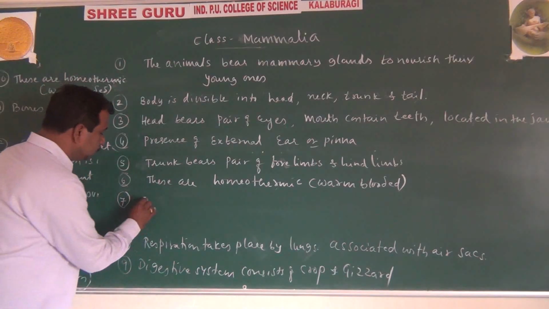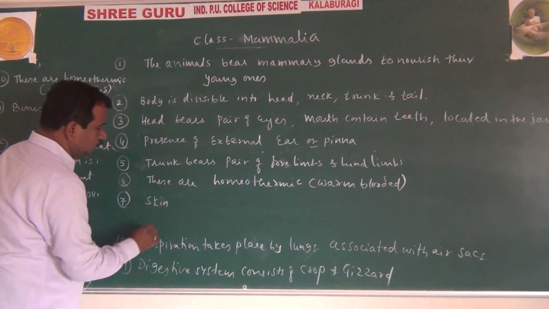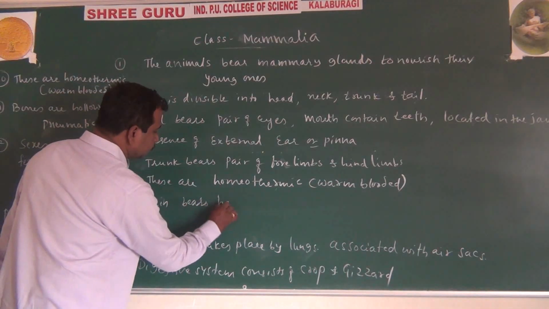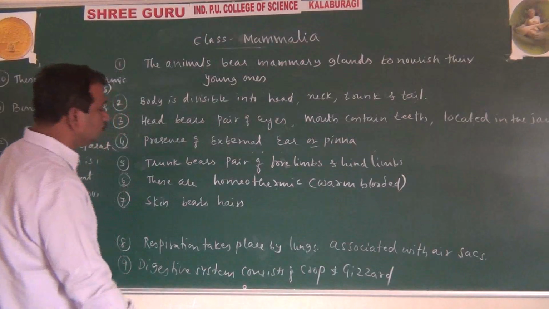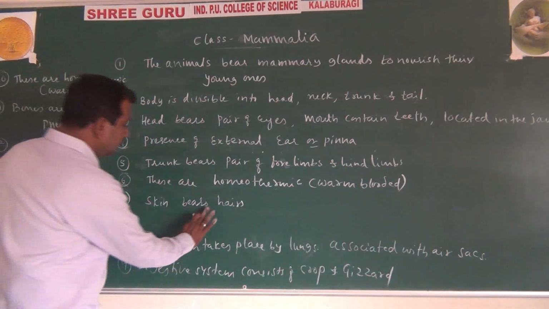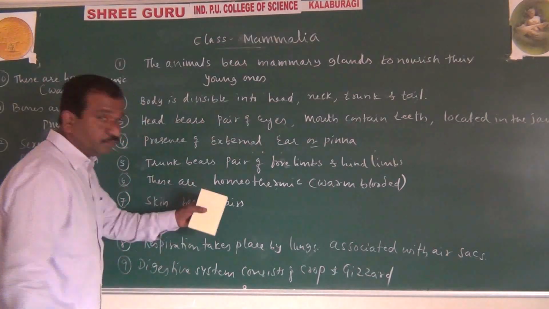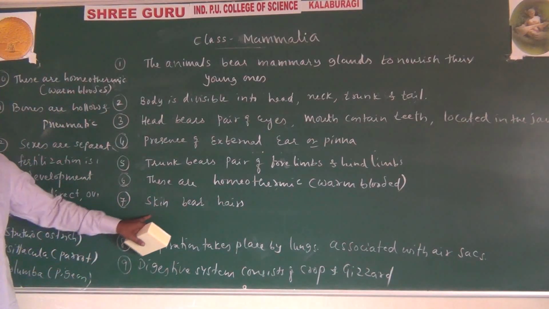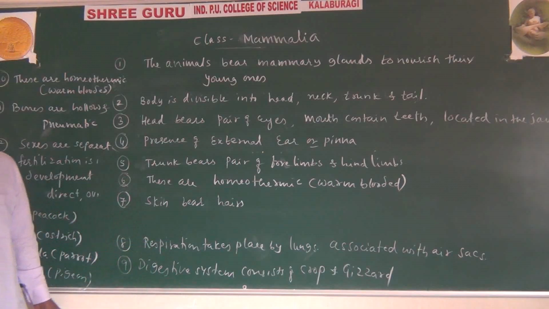Seventh character, you can see that the skin bears hair. Hairs are going to be formed. Skin bears hairs, that is the unique feature. The body is covered by hairs in the mammal.